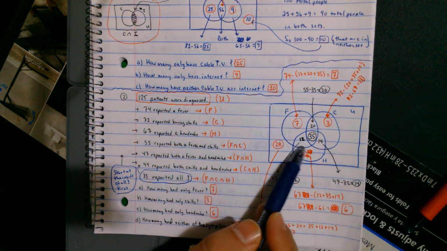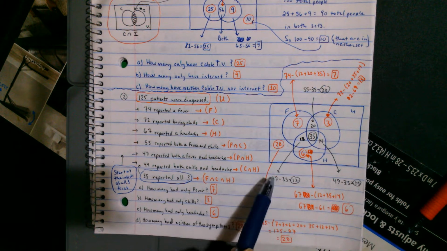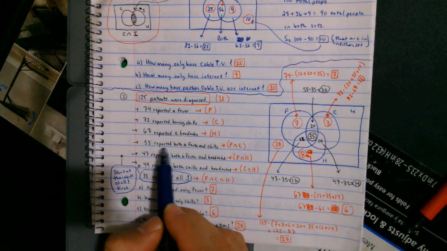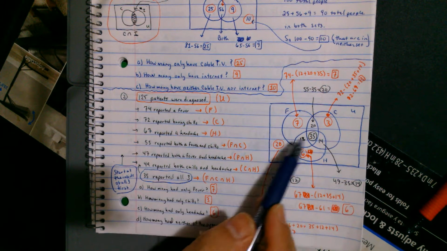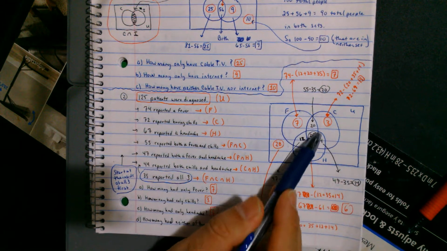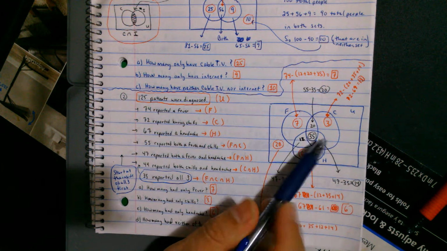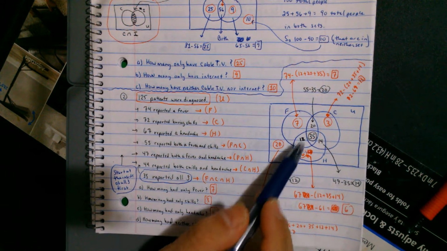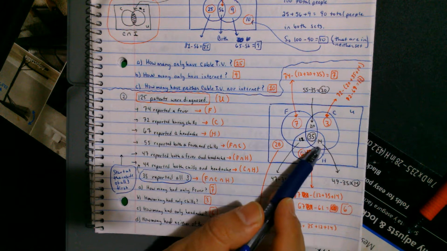47 overlap. 35 are here, so 47 minus 35 makes this little piece 12. 55 reported a fever and chills. That's this total here. Well, because there's 35 here, you do 55 minus 35, you get 20. So you have this interior part already done.